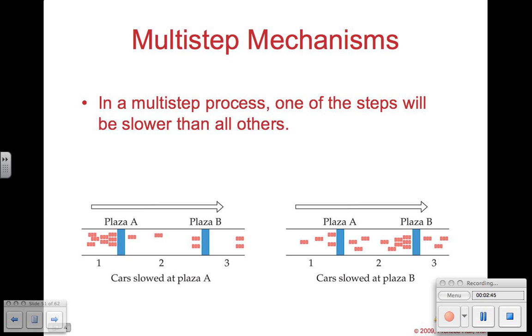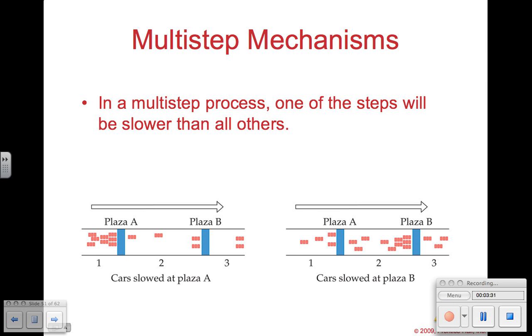So we'll look at that a little bit further. But when we talk about a multi-step mechanism, where it takes several reactions to actually get the products that you want, often one of those steps is going to be slower than the other. Imagine the diagram down below: traffic going through a city, like Seattle, or even Bellingham. All these cars are going down this road, and Plaza A has a lot of traffic that slows it, and then at Plaza B, nothing's really there to delay it, so everything goes through.